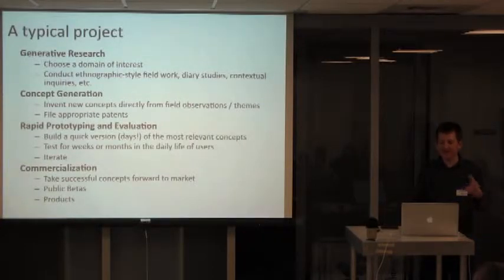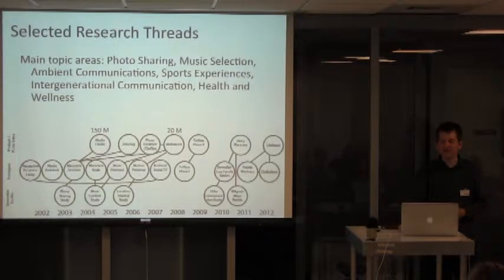And then keep iterating on that until we feel that we have something we can take to market, and then we start working with business teams within the company to take these things out to market, either as a public beta or as a product, part of a new phone that we're shipping, something that comes default on the new devices that we're making. So that's the basic process that we go through, and I'll talk a little bit more about each of those steps.